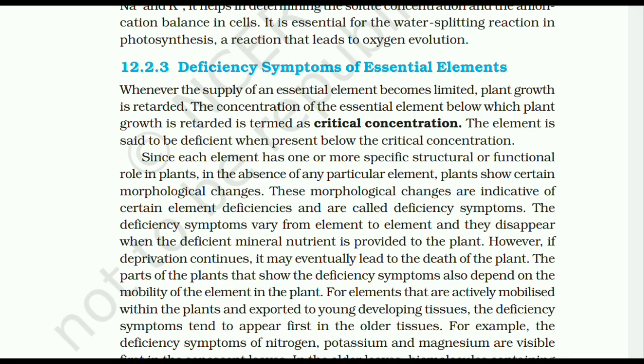Wherever the supply of an essential element becomes limited, plant growth is retarded. The concentration of the essential element below which the plant growth is retarded is termed as critical concentration. The element is said to be deficient when present below the critical concentration.